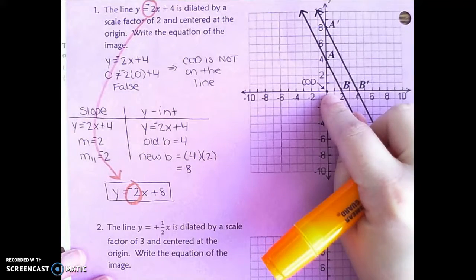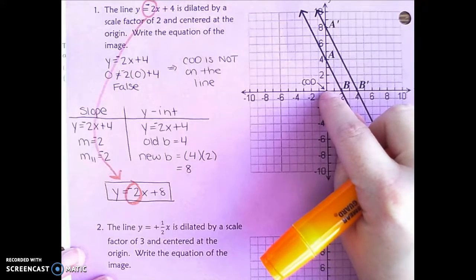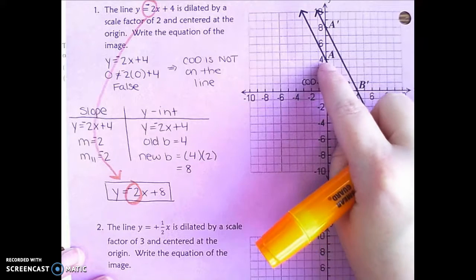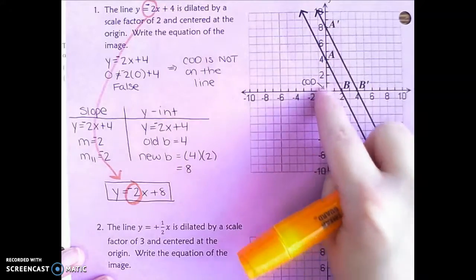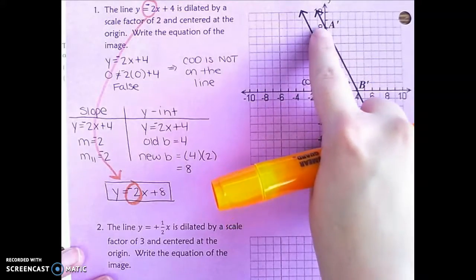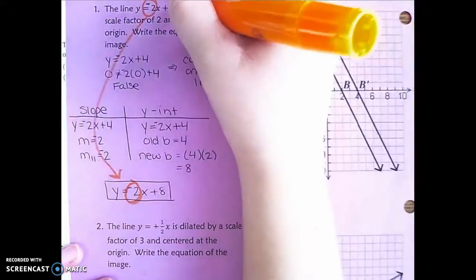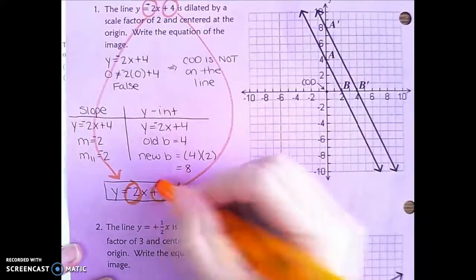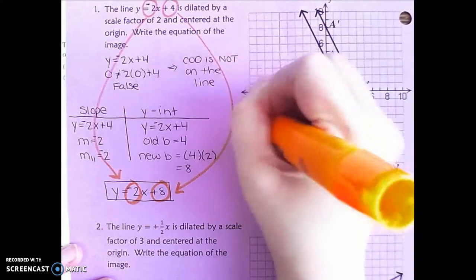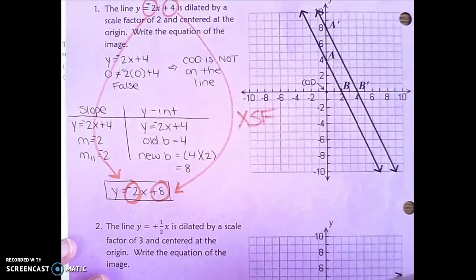Same slopes because my lines are parallel. Now because the center of dilation was not on the line, my y-intercept, which was A, is going to move twice as far from my center. So from 4, it moves twice as far to 8. The way that I get from my old y-intercept to my new y-intercept is by multiplying by our scale factor. In this case, our scale factor was 2. So 4 times 2 is 8.